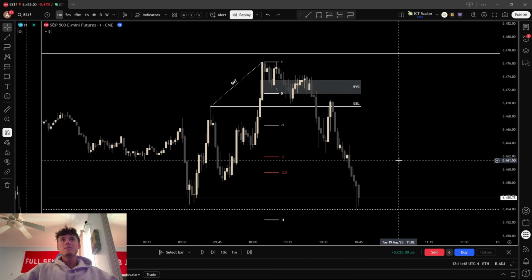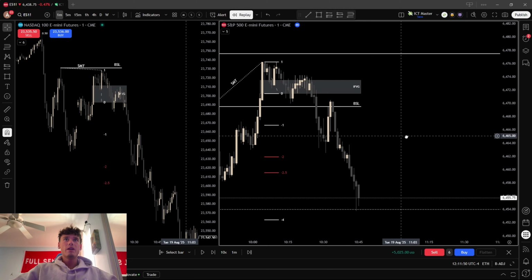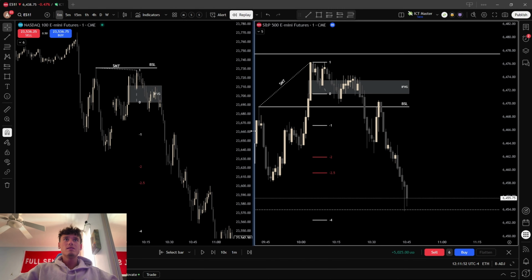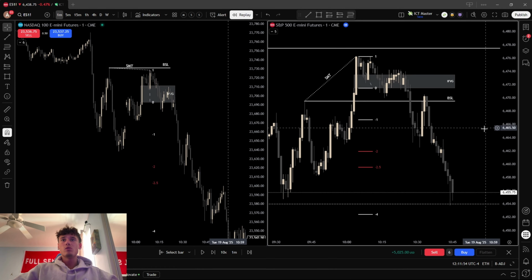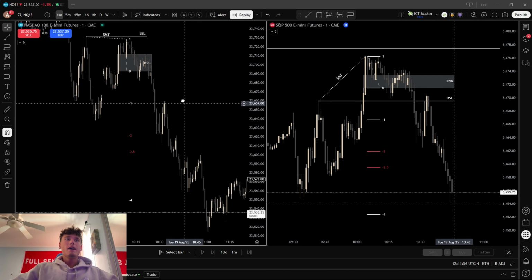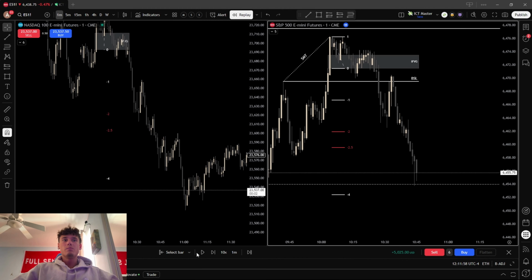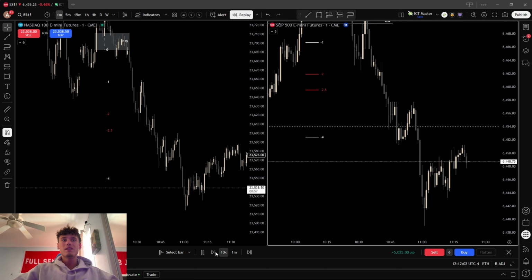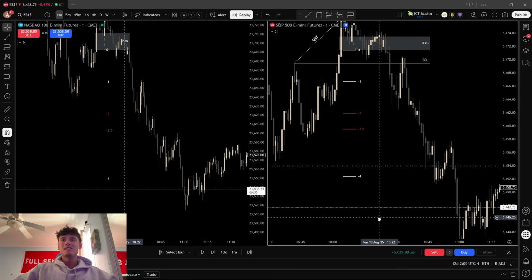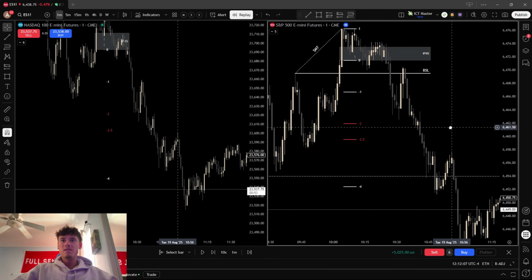So honestly, this was a very, very nice trade today. I couldn't have asked for anything more. It was very beautiful. And as you can see, we actually ended up going much lower. So I could have continued holding, but at the end of the day, I'm happy with the profits I had.